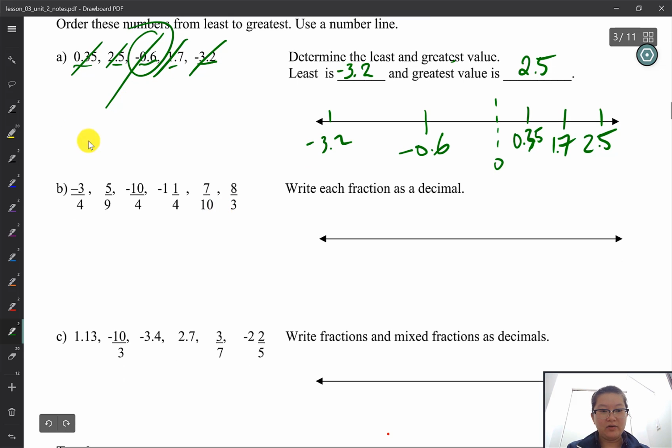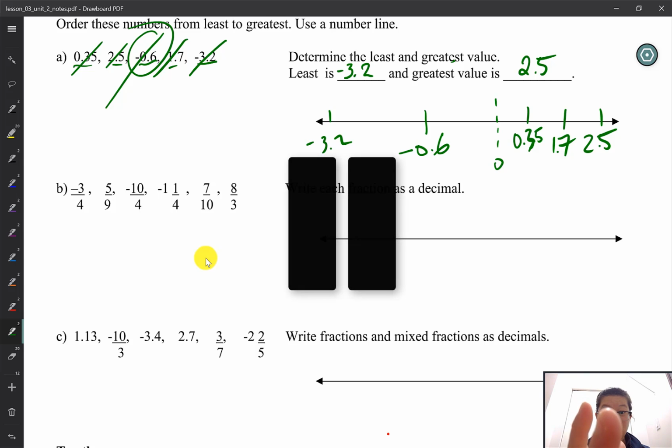So B and C. Notice in B, there's a bunch of fractions, which I told you before. The tip is to convert them into decimal form, and it even tells you here, write each fraction as a decimal. Then you put it on the number line. And C is just a mixed bag. It's basically more of the same thing, except you have a variety of things to work with. And it even tells you, good idea to write these numbers, fractions and mixed numbers, as decimals. So this is a good time to pause the video and try B.